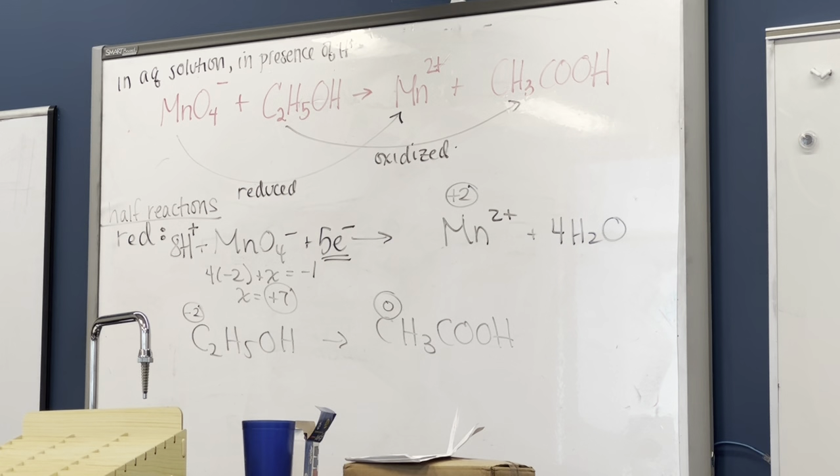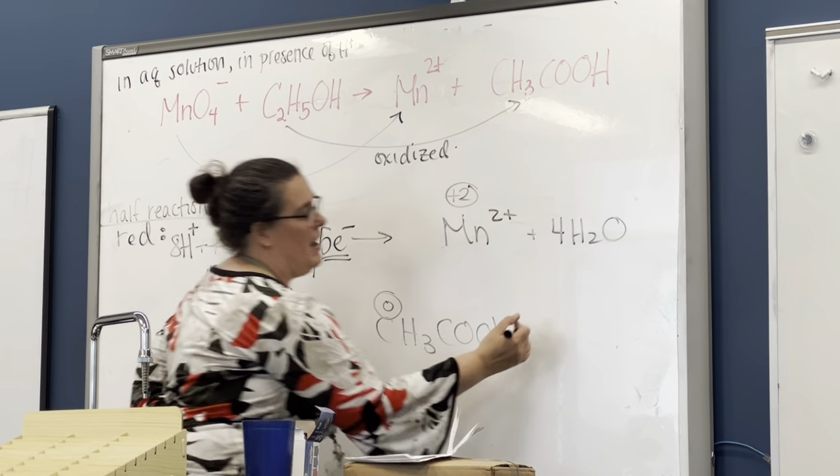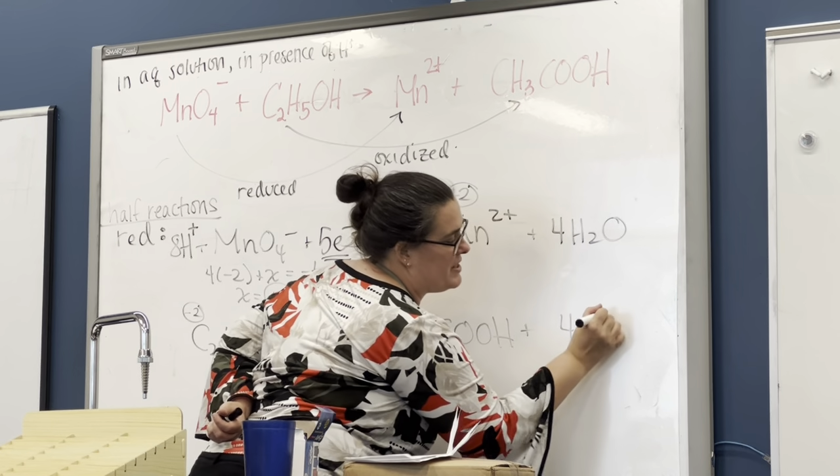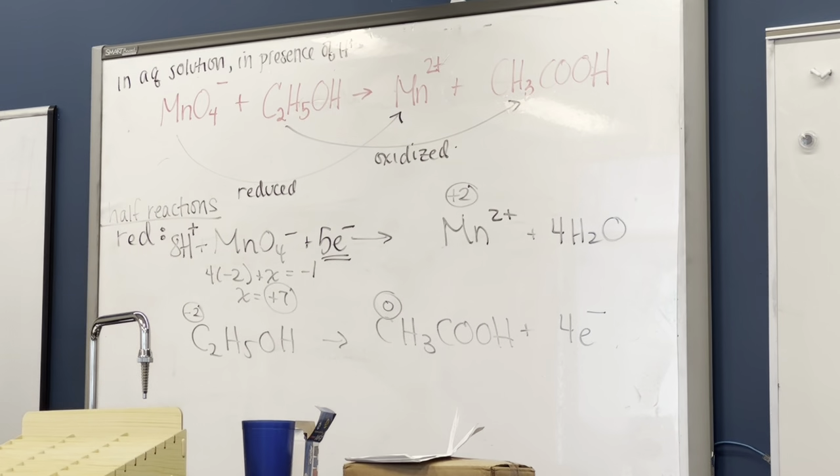If carbon is going from -2 to 0, how many electrons is carbon losing? How many carbons are losing 2 electrons? So how many total electrons are being lost? Excellent, 4. Oxidation will always have electrons being lost, electrons being given away. They'll always appear on the product side.